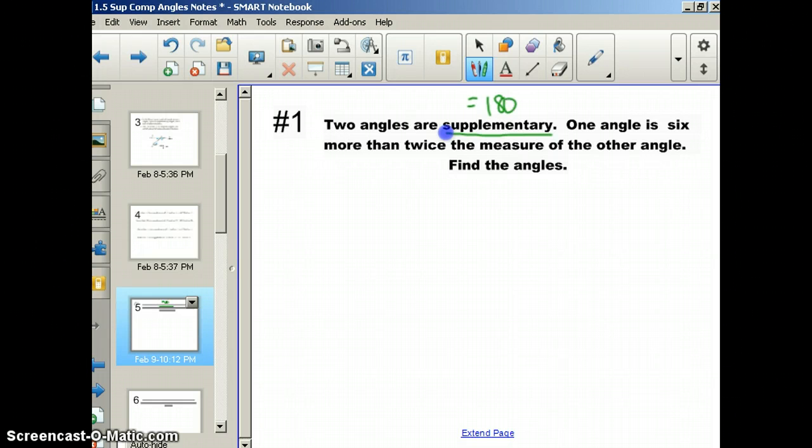One angle is 6 more than twice the measure of the other angle. Find the angles. We're dealing with two angles. I always label them angle 1 and angle 2. I call angle 1 x. The other angle is 6 more than twice the angle, so 6 more is plus 6, more than twice the angle, 2x.